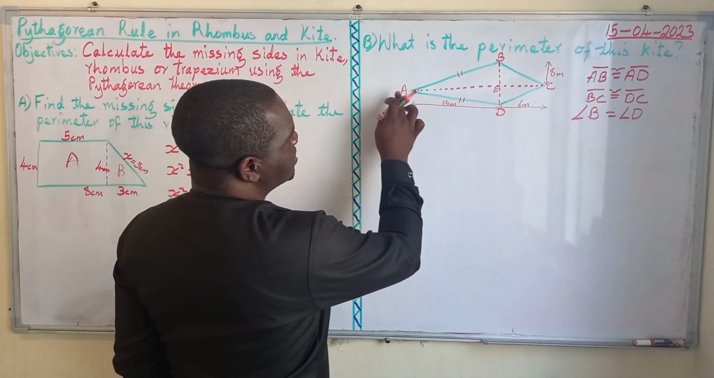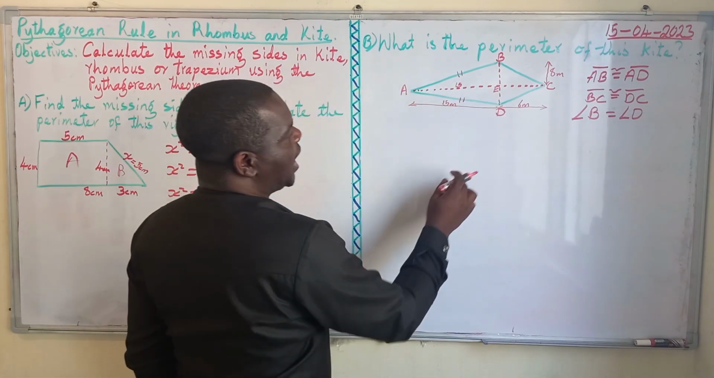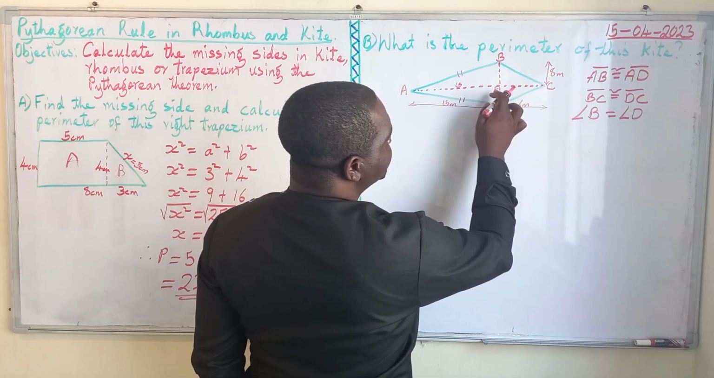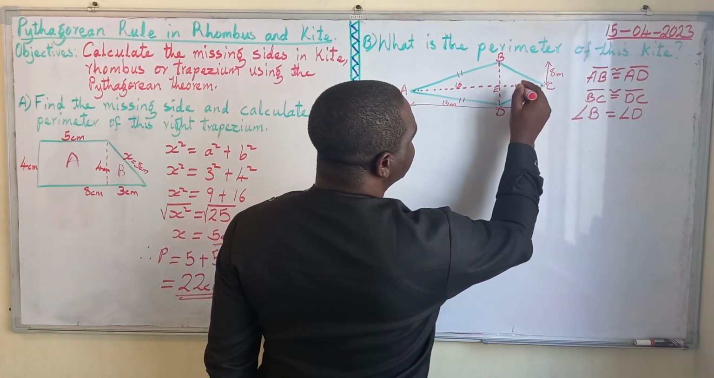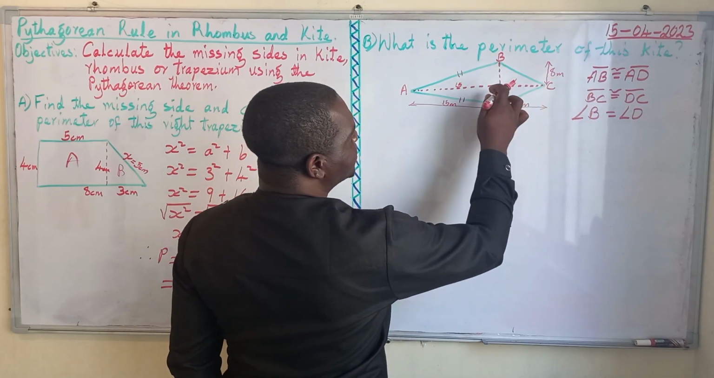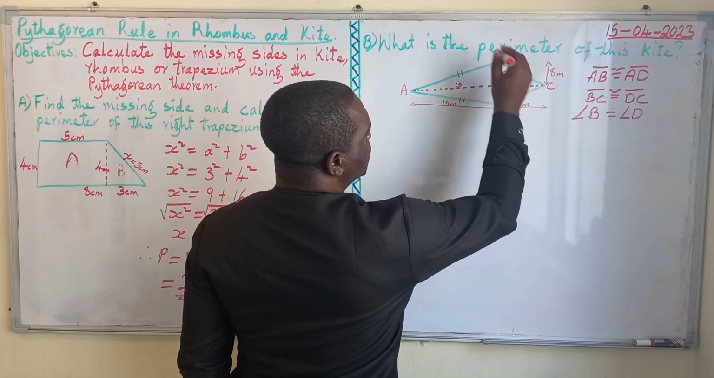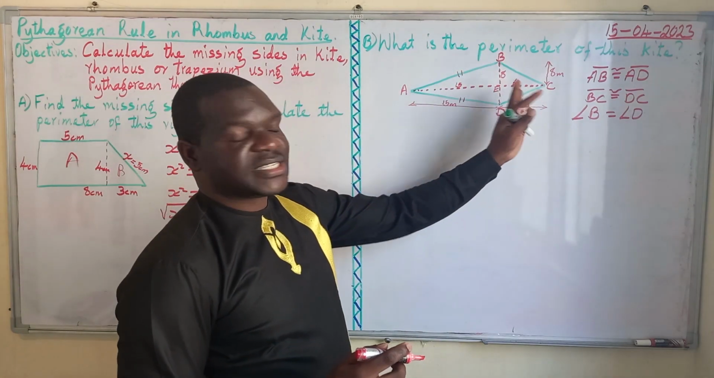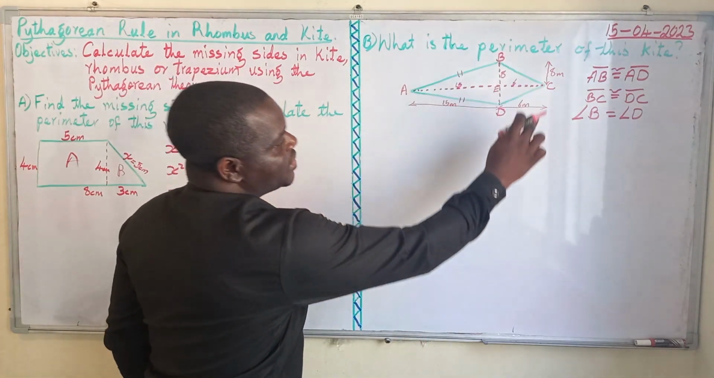15 meters here is the line AE, and 6 meters here is for EC and not DC, and 8 meters is not for CB but is for EB. So 8 is here. If we have this, then we can easily calculate the perimeter.